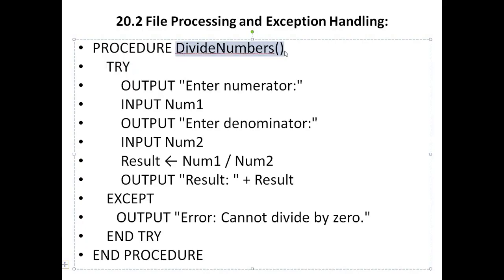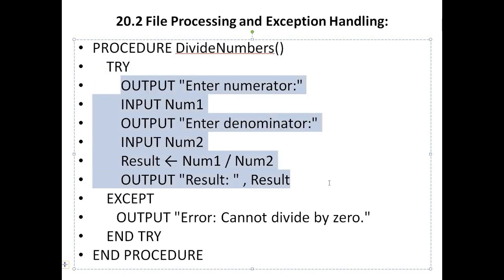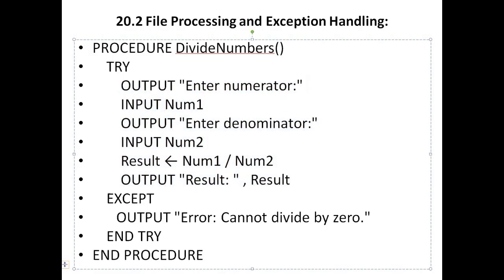So you're making a procedure that would divide two numbers. So output, enter a numerator, input num1, enter denominator, input num2, result equals num1 divided by num2, and then output a result, and that will be equal to, sorry, this should be a comma, the value of result. Now all of this is written under the try statement, like try to do this first. If everything goes smoothly, then you will absolutely forget about this except statement. You'll ignore it, you'll go to end try and end procedure.